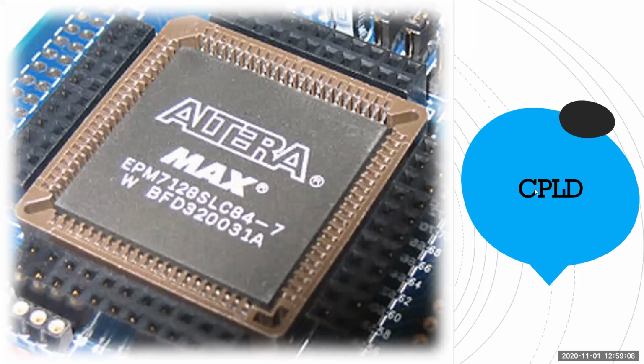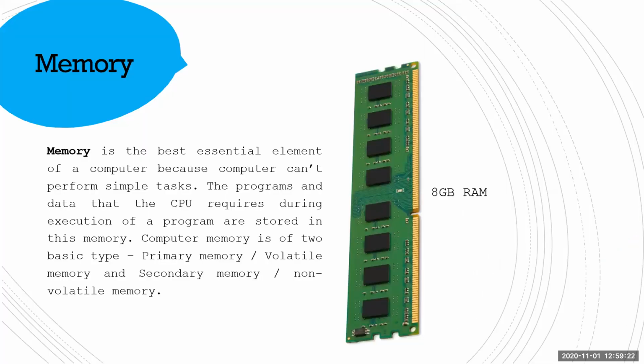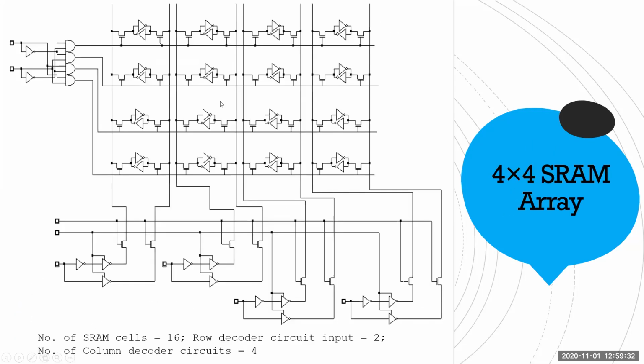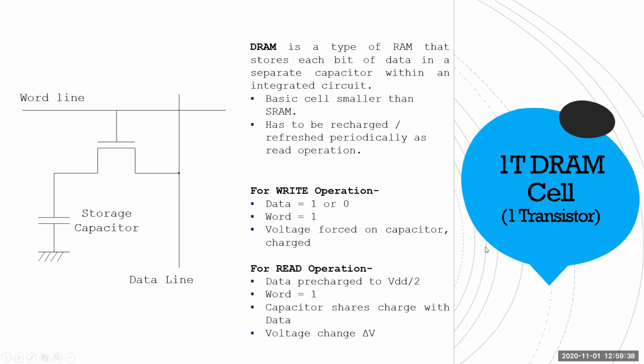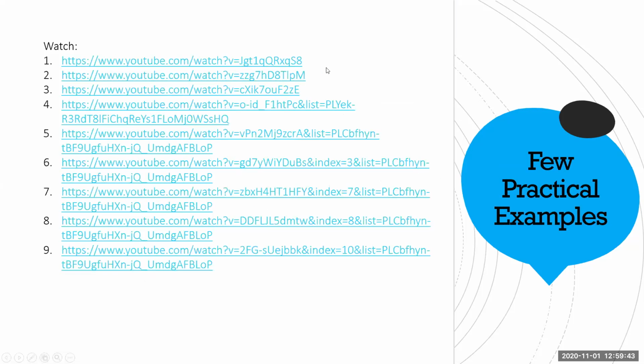Now in the next class, because you have a class from 105, we will start CPLD. Now, CPLD is all theory, not designs. In memory we have some designs. We will do the truth table, then we will make the design, then the column design, then we will accumulate all of them, and we will make one 4x4 SRAM array in our next class. Then we have the 1T DRAM cell. Then we have some differences. Then this lecture will be done.